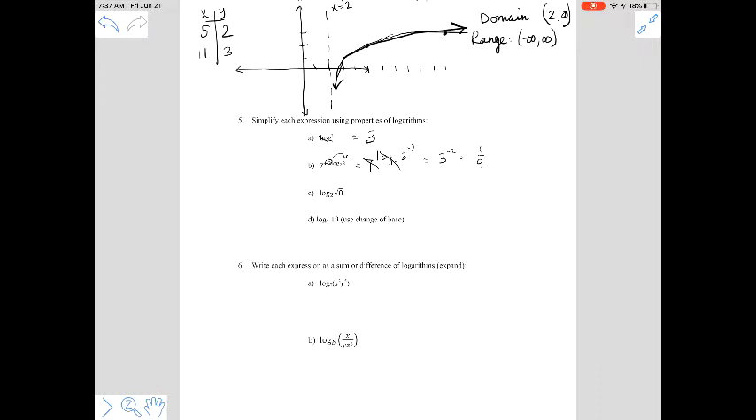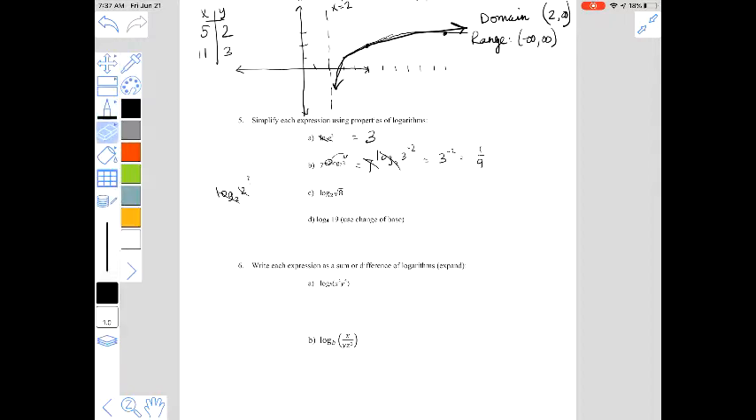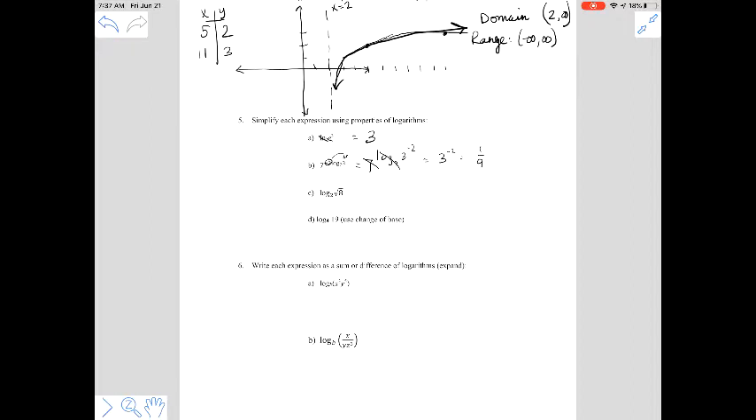Now for part C, if we had log base 2 of 2 to some power, then the log base 2 and the 2 would cancel. So that's what we need to do, or try to do, for part C. And remember that logarithms and radicals, so that square root sign, it's not a good mix. So I'm going to write this as log base 2 of 8 to the 1/2.